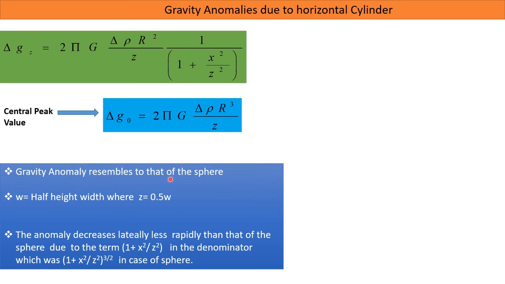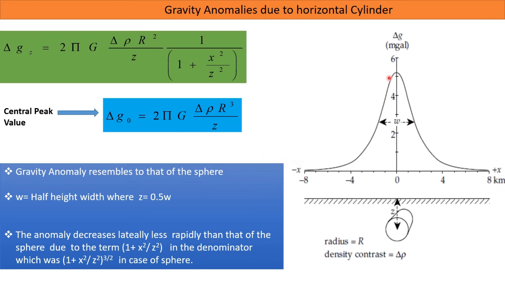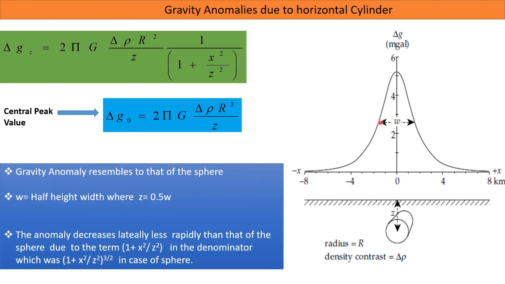So the gravity anomaly resembles that of the sphere. Here is the gravity anomaly, and there is a half amplitude width, a half height width, where we can find the depth at which the horizontal cylinder is buried. It will be related to w, the half height width, at 0.5 into w. From that we can estimate the depth of the body. Now the most important point is that laterally the anomaly decreases less rapidly, because that term is the linear term, and for the sphere it depends on the power 3/2.